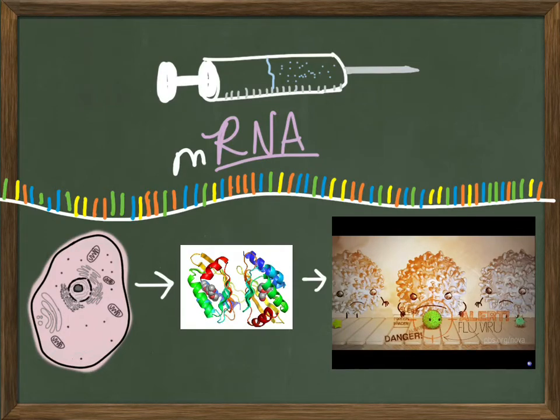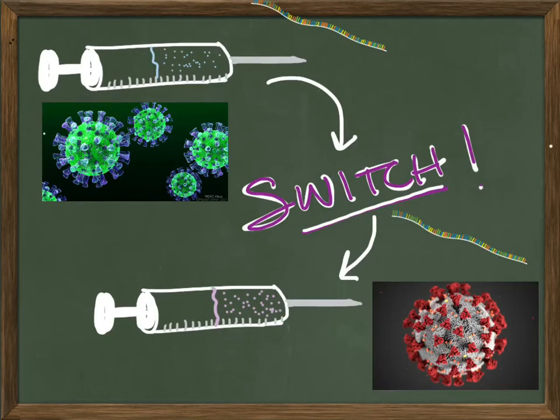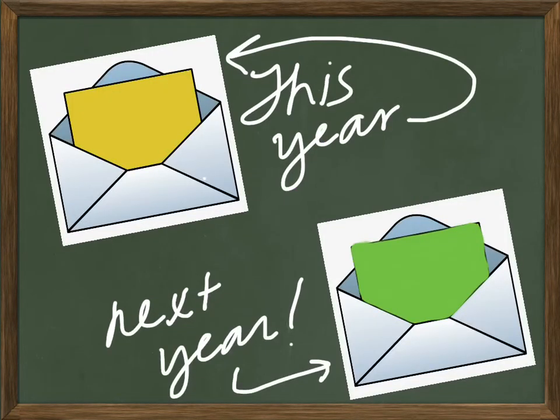That's pretty cool. One of the things this means is that as viruses change, you can just swap out the mRNA section for the new virus, speeding up the process of vaccine creation significantly. It's as if you've got a letter in an envelope that contains instructions on this year's virus, and next year, when the virus has changed a little bit, you just swap out the letter inside the envelope. The envelope's ready to go.